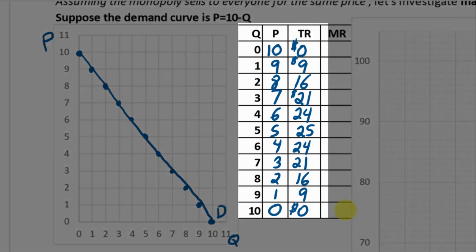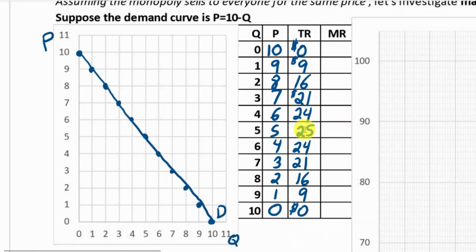Now look at this interesting pattern that we're seeing here with total revenue. Total revenue starts at 0, goes up, and it reaches a maximum, and then it goes back down to 0. And if you recall studying elasticity, the maximum total revenue always occurs halfway down a linear demand curve. In this case, at a price of $5 and a quantity of 5 units. Now also, when you're studying elasticity, we know that that is the point where the price elasticity of demand is exactly equal to 1 or minus 1. And up here in the top part of a straight line demand curve, demand is elastic, and down here, inelastic.